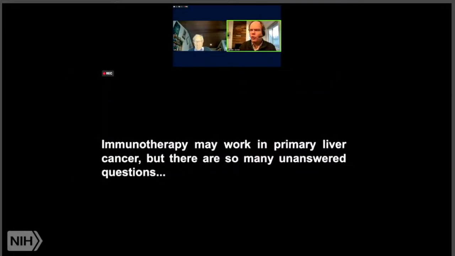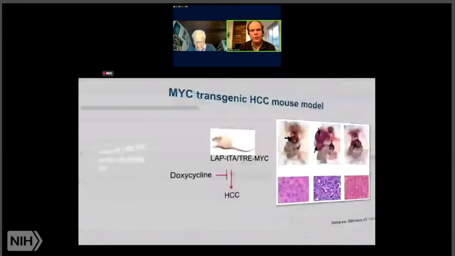So what I want to tell you is immunotherapy may actually work in primary liver cancers. I didn't show you any data, but it's an established treatment for liver cancer. But there are so many unanswered questions, and our interest here is to study the immune microenvironment of the liver, and more specifically, how the gut microbiome can change this, and how it affects immune responses.